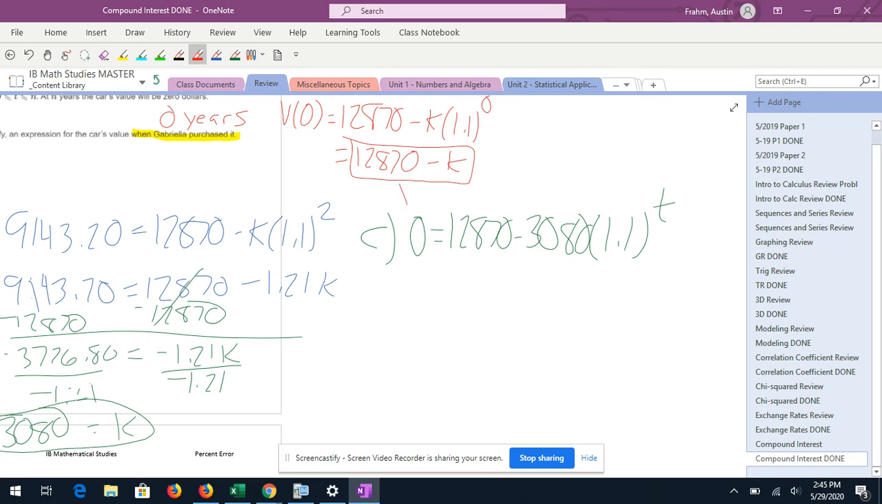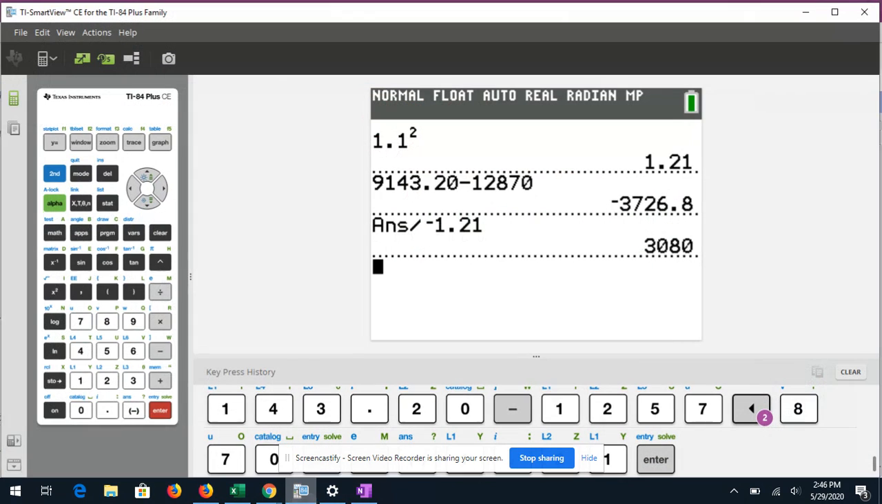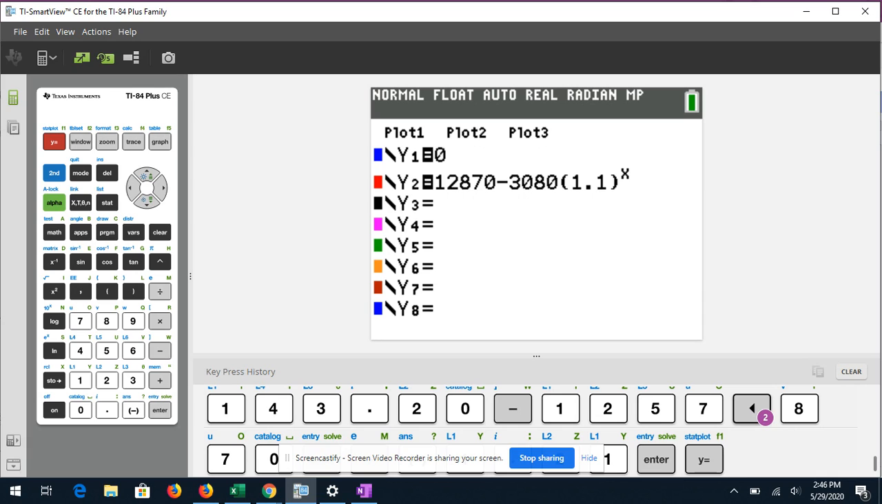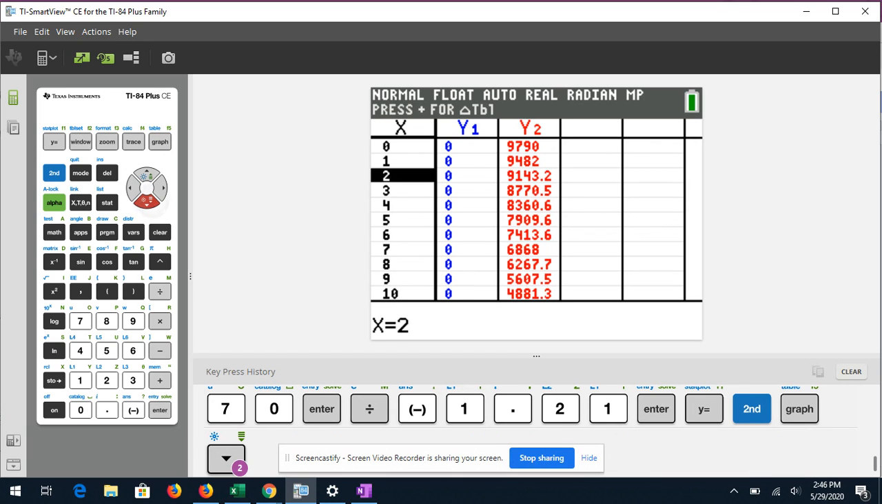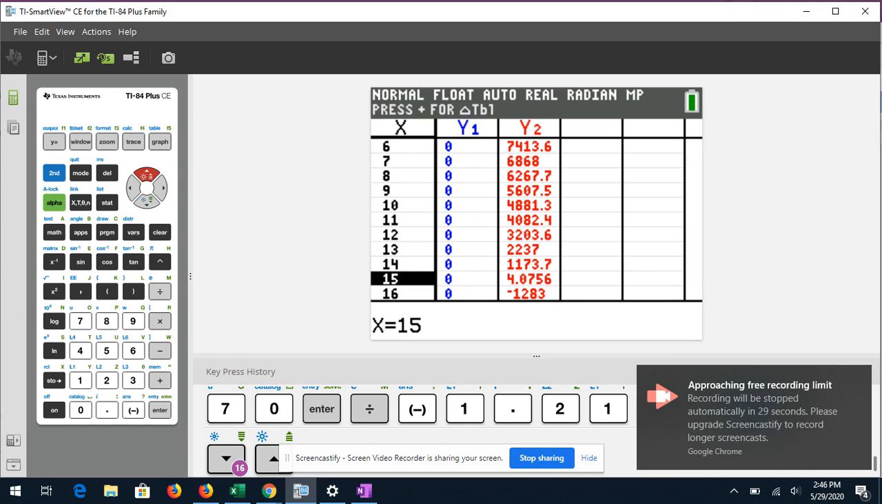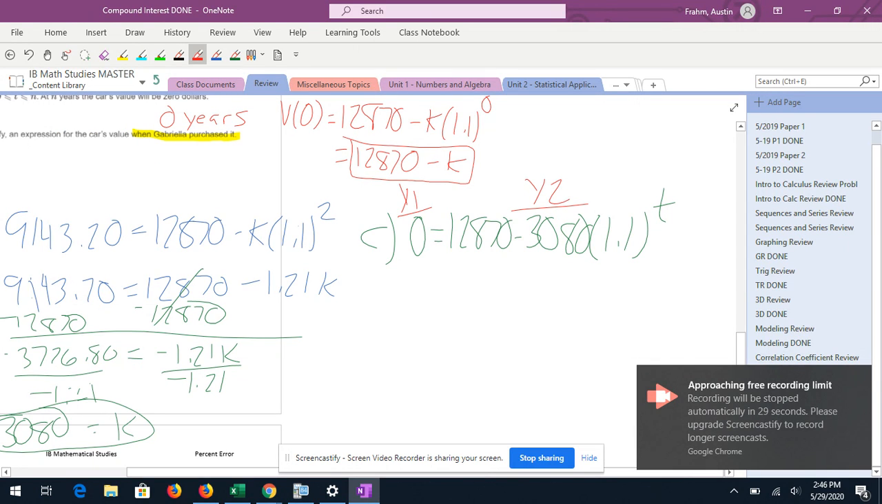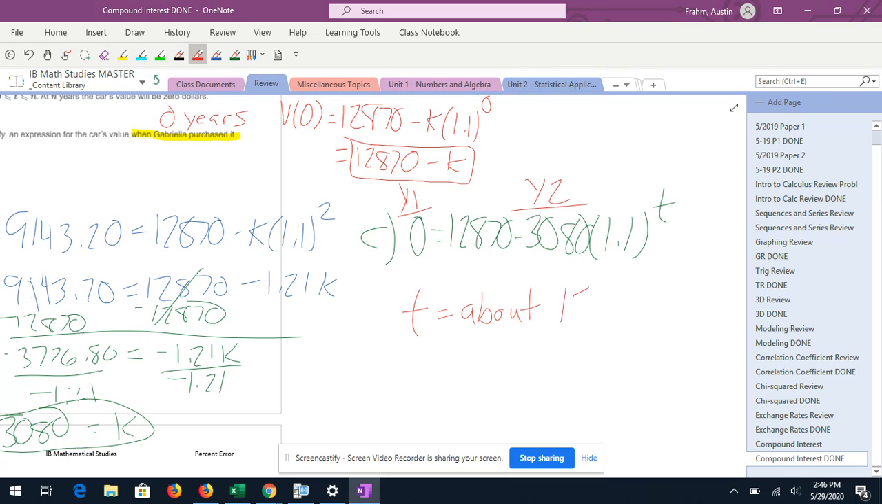So what I can do is plug 0 into y1 and everything else into y2, which I've already done. So it looks like this. And now I can go to second graph to bring up my table of values, and I'm going to scroll down and figure out which x value will give me the y value of 0. And as you can see, between years 15 and 16, we go from a positive number to a negative number. So my answer can be that t is going to equal about 15 years.